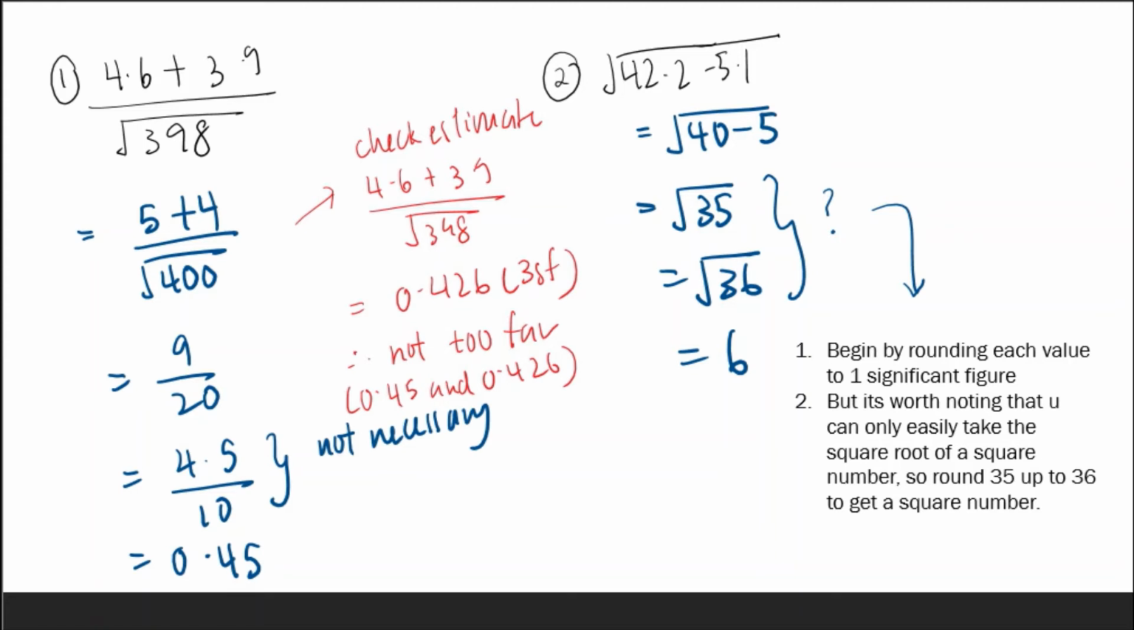Question 2, square root of 42.2 minus 5.1. And round to one significant figure, 40 minus 5, inside the square root. So equals square root 35. And it's worth noting that you can only easily take the square root of a square number. So round 35 up to 36 to get a square number. Square root 36. And there you get 6 as the estimated value.